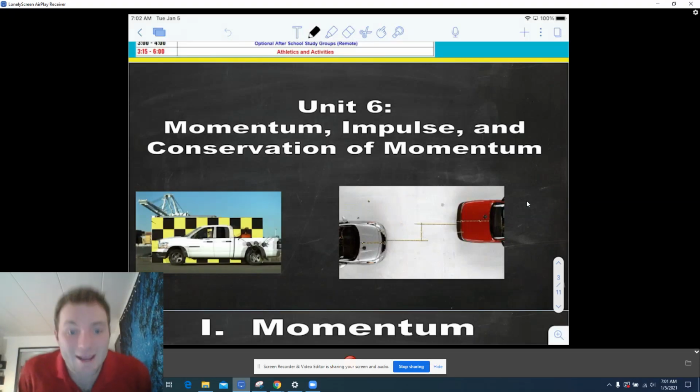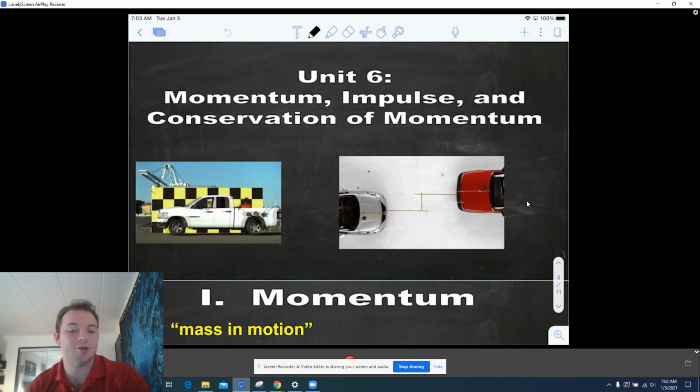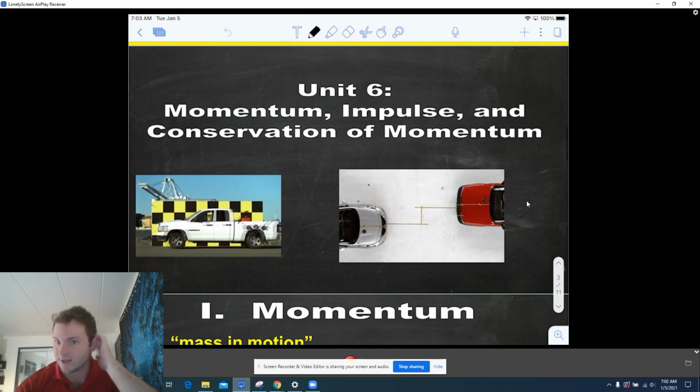Hello. So today we're going to go over momentum, impulse, and conservation of momentum. That's going to be our next unit for Unit 6. So you've probably heard of the word momentum before, and it's pretty close to the definition that you're used to. Impulse might be a little new, and then we'll talk about conservation of momentum. This unit is just going to be a short, like 3-week unit.